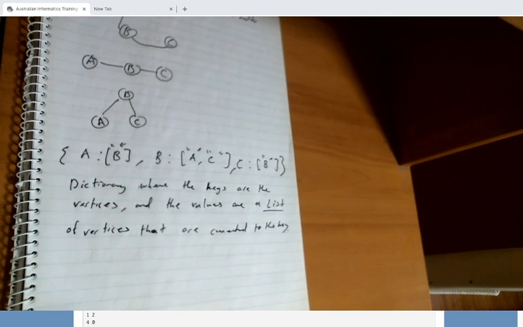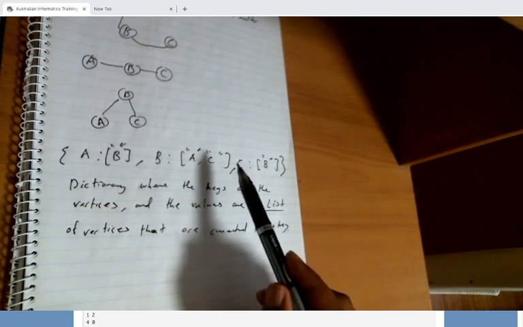So what I mean by that is, what is A connected to? It is only connected to B. So the value of A in that dictionary is only going to be a list which contains just B. B is connected to two vertices, A and C, so we should store these edge connections in a list. B is connected to A and C, a list of A and C.